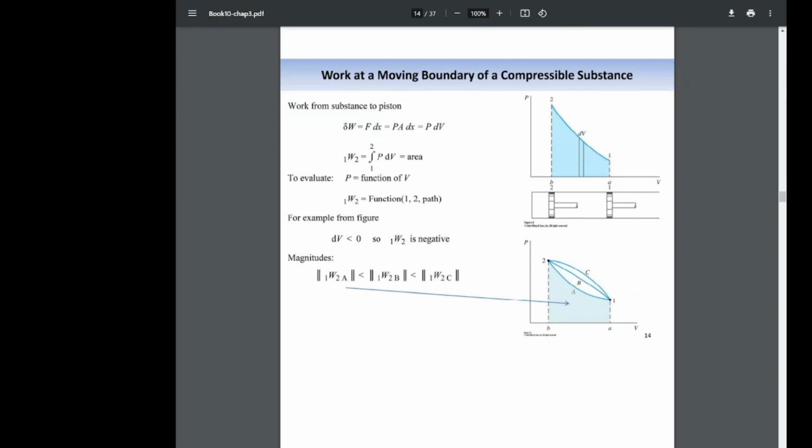Now, just comparing some magnitudes. Going from 1 to 2, and then maybe 2 back to 1, if you're following the path of A, it would just be the area under A. And for B, if this was the path back, this would be the area under B. And if it was C, this would be the area under C. You notice in terms of the magnitudes that B is larger than A, going from 1 to 2, and then C is larger than B.